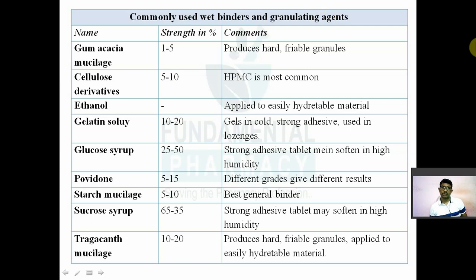So the first one is nothing but the gum acacia mucilage. Gum acacia, a 1 to 5% solution made in water, is used for wet granulation. It will produce hard granules and friable granules. Then cellulose derivatives are also used, in 5 to 10% concentration.